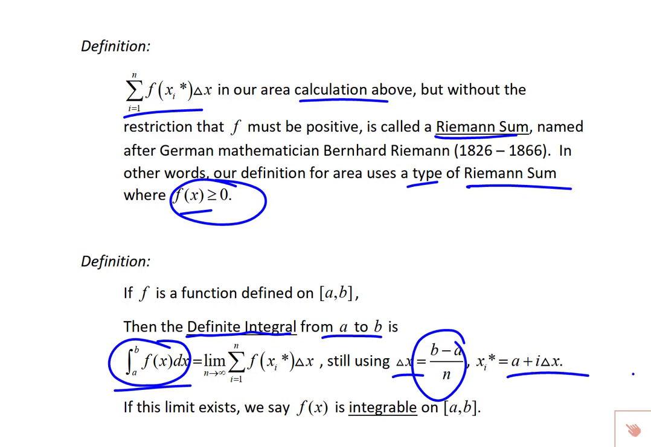They're just really convenient definitions, and it turns out they're not the only options, but if they're convenient, why not use them? Now, if this limit exists, as we just wrote above, then we say f of x is integrable on this closed interval from a to b.